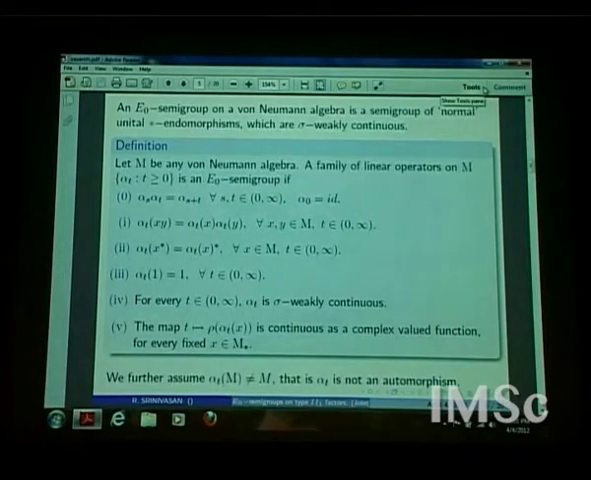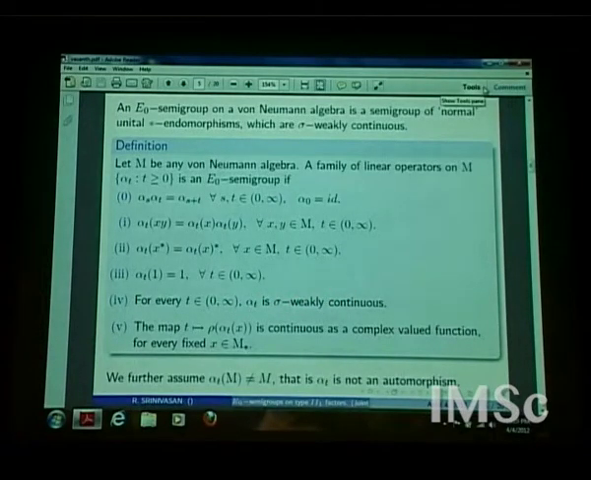Here is the definition of E0 semigroups. An E0 semigroup on any von Neumann algebra is a semigroup of normal, unital, star endomorphisms which are sigma weakly continuous. I have to explain all these terms. It's on a von Neumann algebra M, and it's a one parameter family of linear operators on M, and it's a semigroup: alpha s composed with alpha t gives alpha s plus t. It's an endomorphism, so it preserves the products and the adjoints. Our M is a concrete von Neumann algebra sitting inside B of H, so the adjoint is the same as the adjoint for operators, and it takes the identity to the identity. By 1 I mean the identity operator. We also need continuity: when you fix a t, alpha t is sigma weakly continuous.